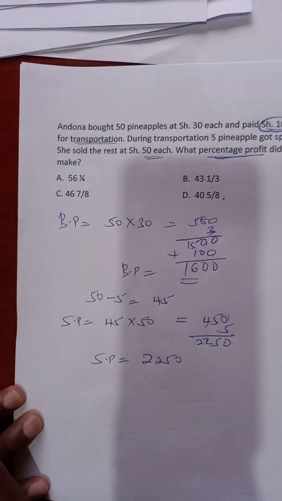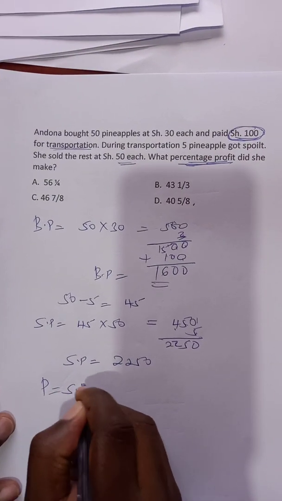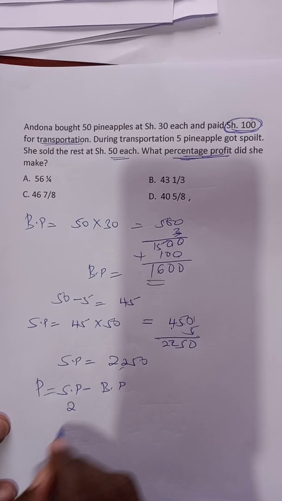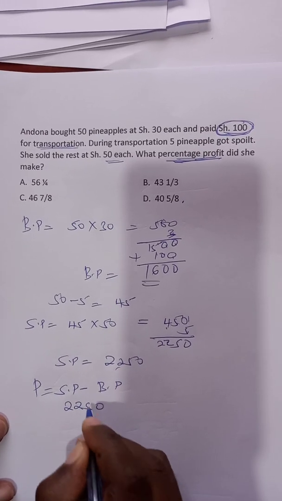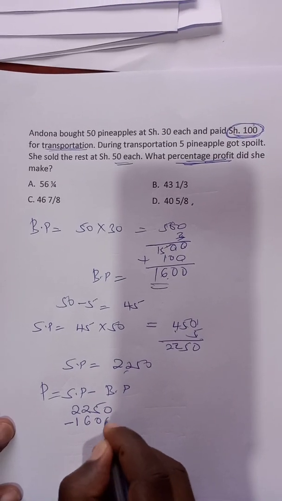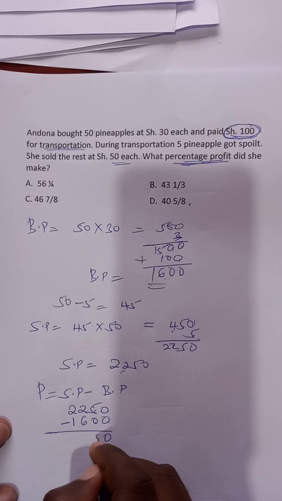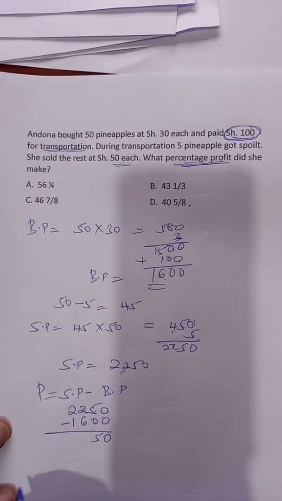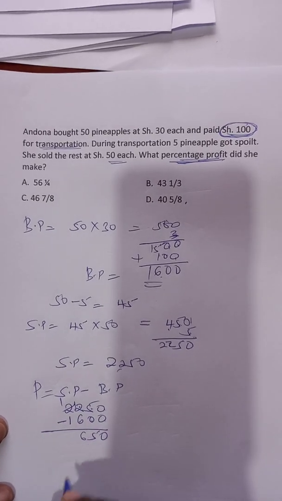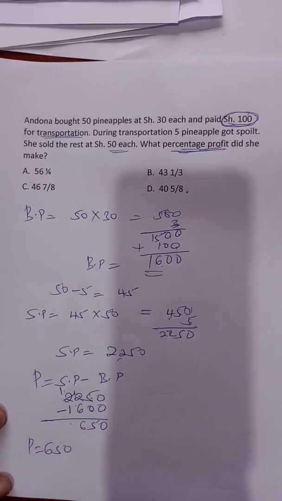Learners, what have you been asked? The percentage profit. Before you get the percentage profit, let's get profit. Profit is equal to selling price minus buying price. So it will be selling price 2,250 minus our buying price, which is 1,600. 0 minus 0, 0. 5 minus 0, 5. 2 minus 6, impossible. Borrow 1, you're left with 1. 12 minus 6, 6. 1 minus 1, 0. So our profit is equal to 650.